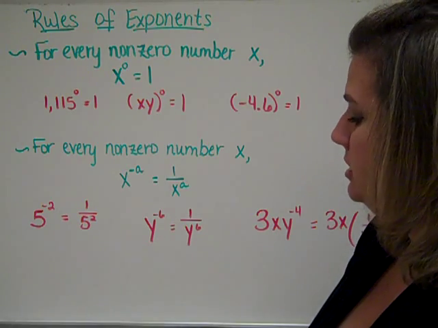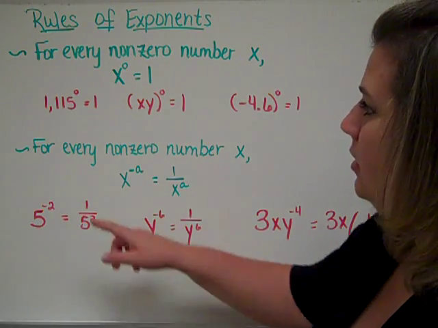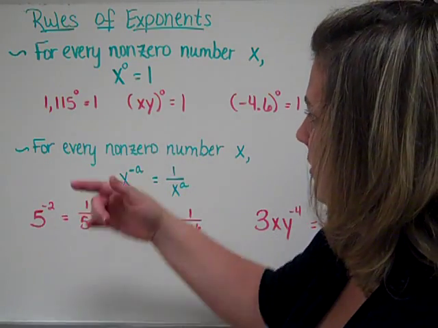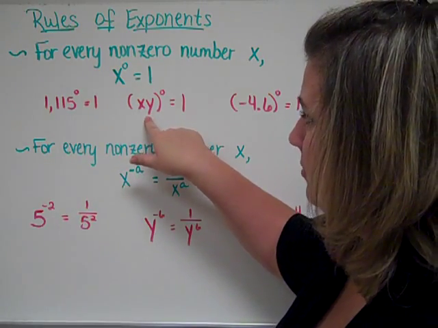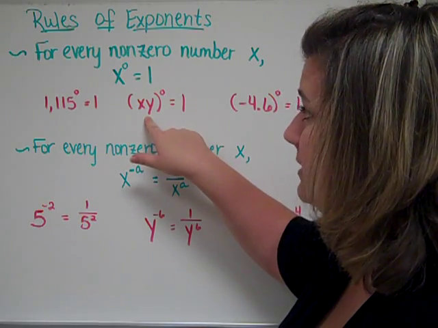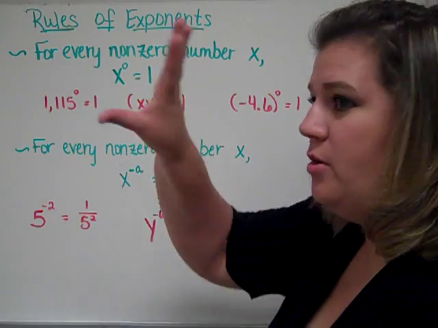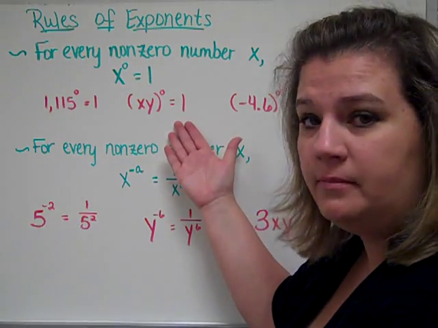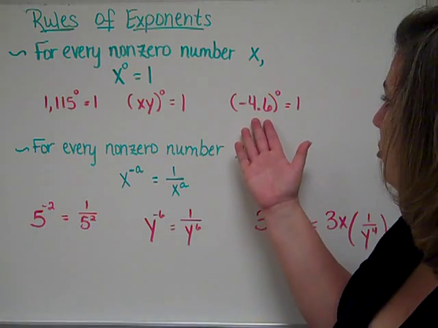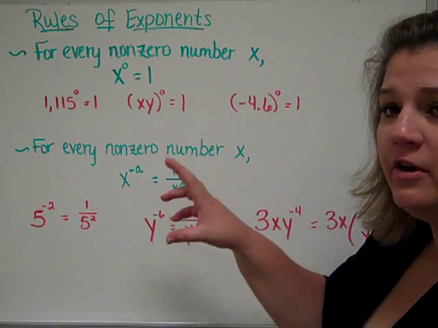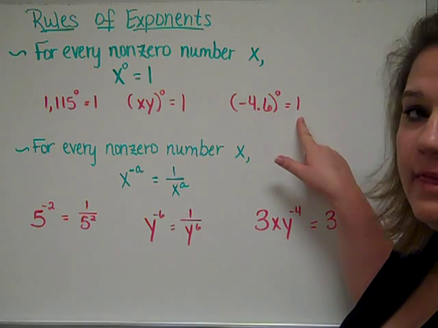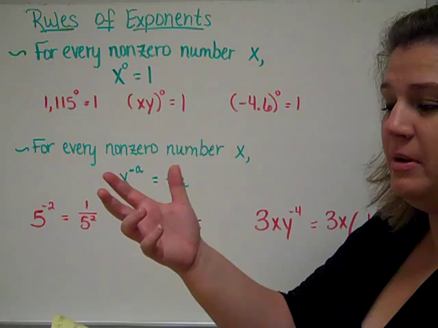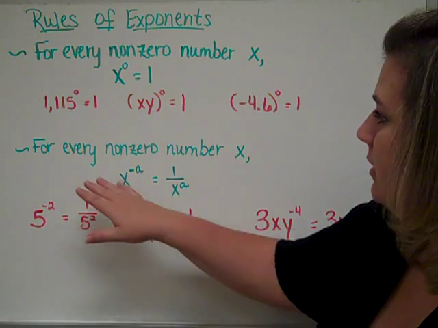All right, so let's just go over some examples. 1,115 to the 0 power equals 1. Now keep in mind here, my base is xy. So that whole thing is being raised to the 0 power. That equals 1. Negative 4.6, all of that is being raised to the 0 power. That equals 1. So whatever my base is, that being raised to the 0 power, that equals 1.